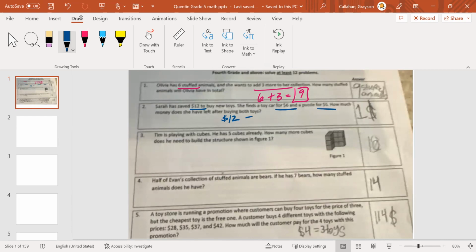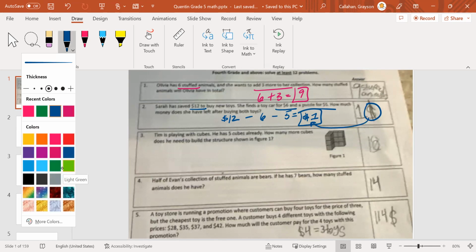So she bought a toy for $6 and then she bought a toy for $5. How much money did she have? You need to change that. That's not how it works. That goes in the front. Question number 3.